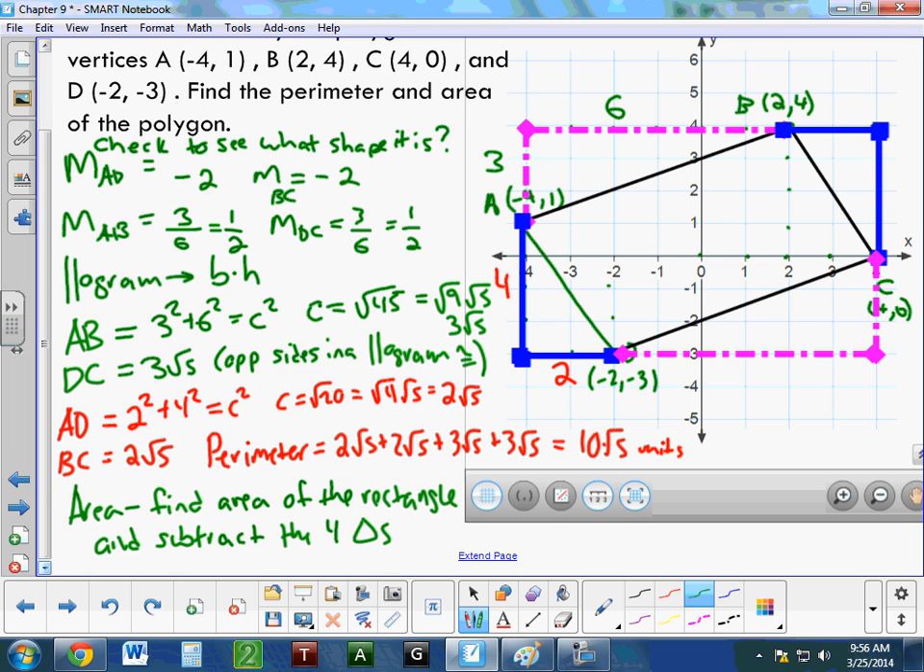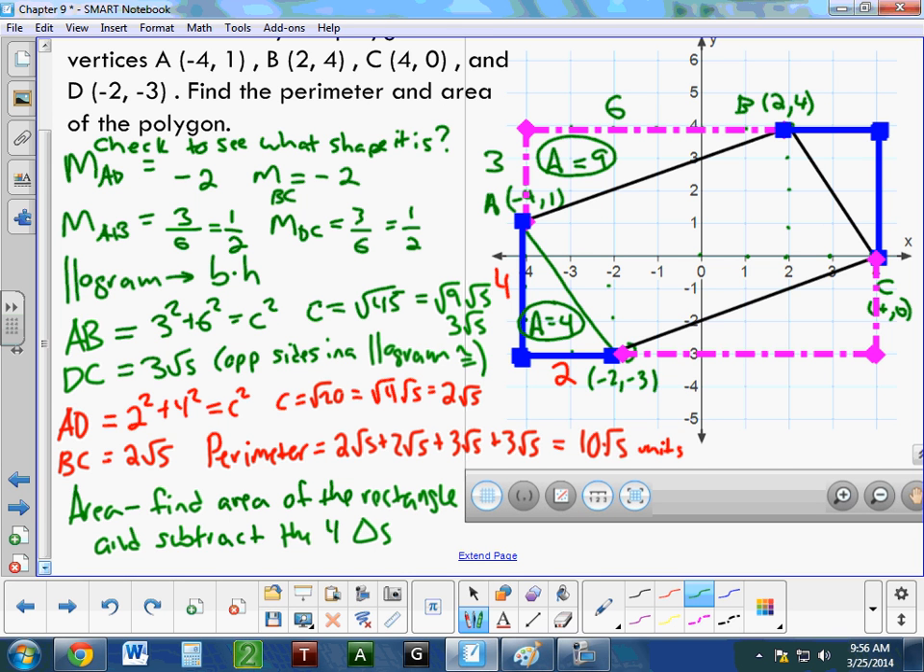If I do the area of this triangle here, I could do base times height divided by 2, which is 4 times 2, which is 8 divided by 2, which is 4. That area should be 4 of this triangle over here on the side. I should be able to do base times height divided by 2 to find the area of this triangle. 3 times 6 is 18, and 18 divided by 2 is 9.